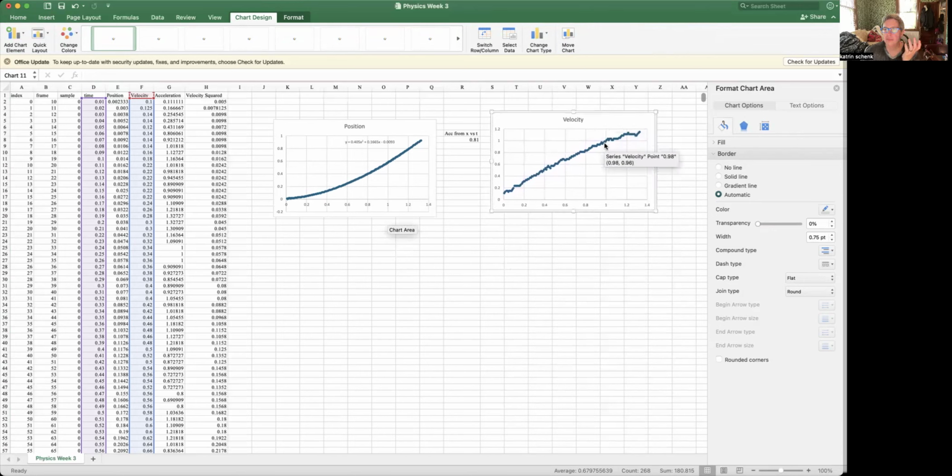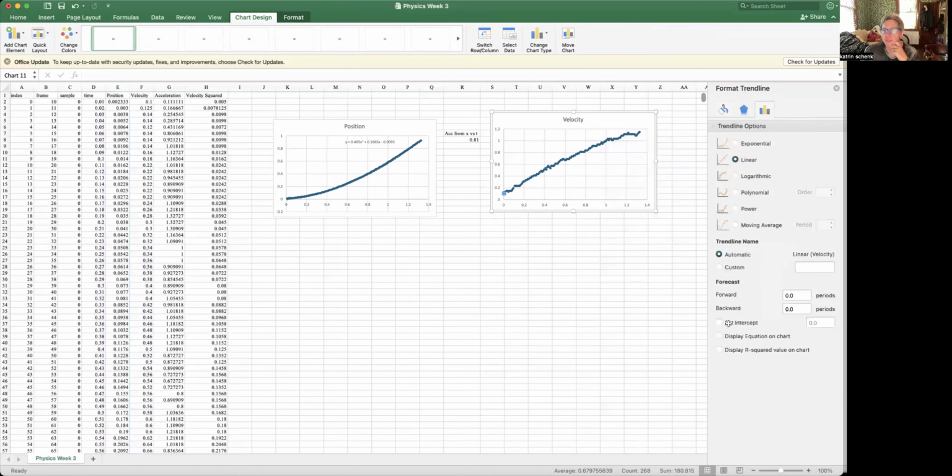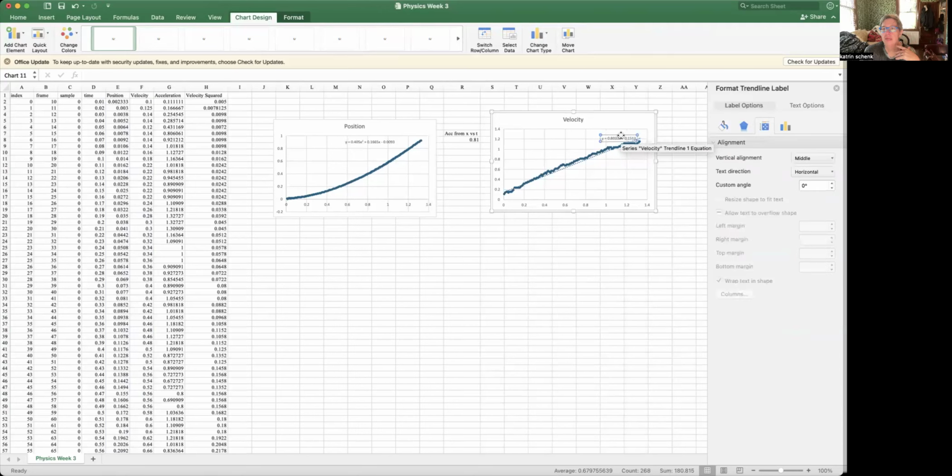And then the next thing is to insert a trend line. Add a trend line, and this will be a linear trend line, as you can see. It should be, because v equals at plus v0, and our v0 we're assuming is 0. You can see it's really not 0, but that's fine. And then display the equation on the chart. Takes a while. As you can see, my acceleration here, which is the coefficient of x, is 0.8033, which is close to 0.8.